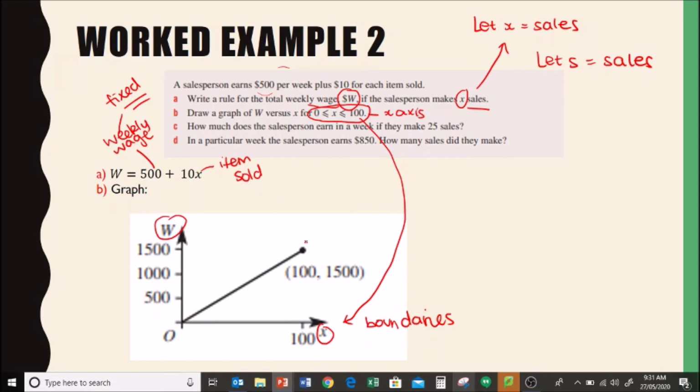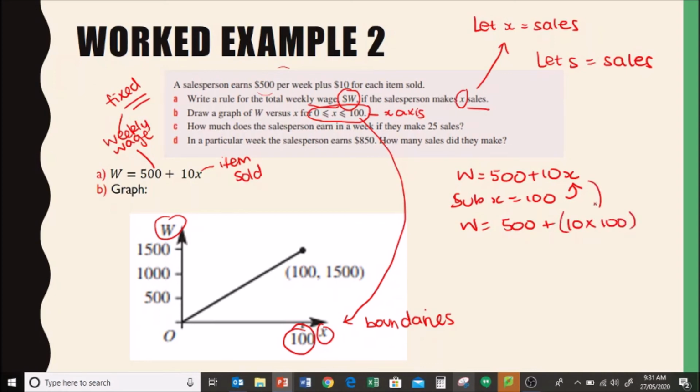Now, to find out this coordinate, you need to substitute the highest number, which is 100, into the rule. So the rule is W equals 500 plus 10X, which we worked out in A. So we substitute X equals 100 into that equation. So it's W equals 500 plus 10 times 100. And that's what that looks like.